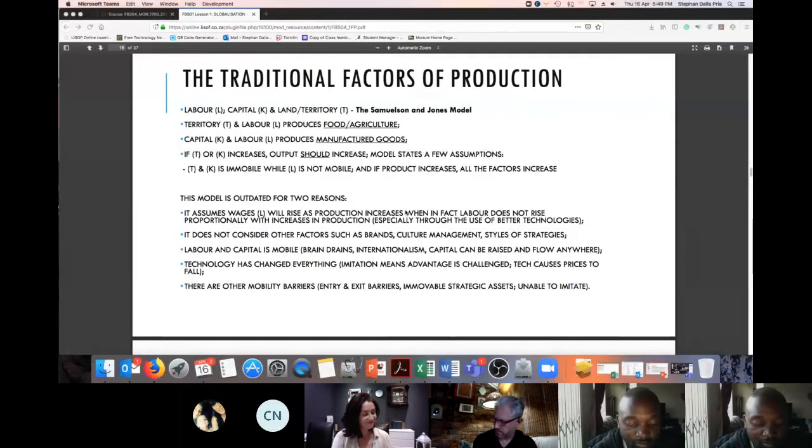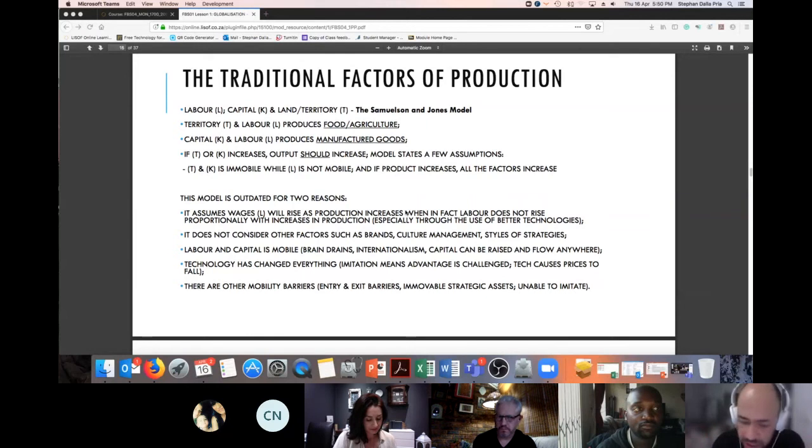So when we spoke about comparative advantage, guys, let's go back to those countries. The best example will always be Brazil has coffee. Brazil has cacao beans or whatever you want to call it. Some countries have a large amount of L, labor. Some countries have a large amount of K, capital. Some countries have a large amount of T, territory. This is the Samuelson and Jones model. And what this model says is that if T or K increases, your output should increase. So T is territory and K is capital.